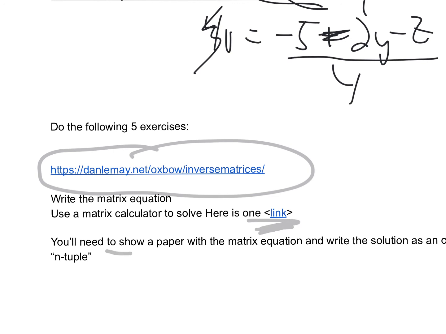Like I said right here, show me the matrix equation on paper, and then write the solution as an ordered triple or pair or a quad. What would that be called? Quadtuple, I guess, if there are 4 equations and 4 variables. I don't remember what the biggest one is. And that'll get you ready for us to use this to do that partial fraction decomposition next.